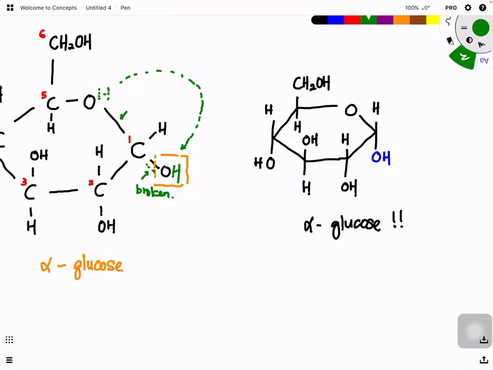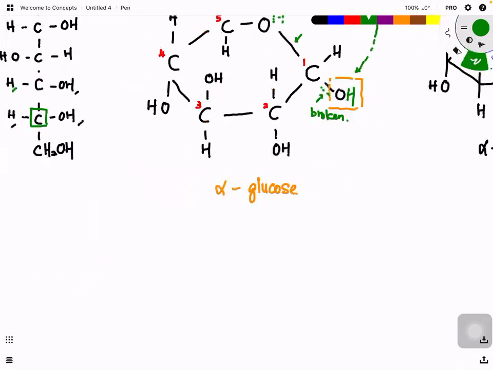Now you can see that. Highlight the OH group below the ring. Are you clear? Okay, so that's why it's termed as alpha glucose. Now, how to form beta glucose? Similar. Okay, how to form beta glucose?